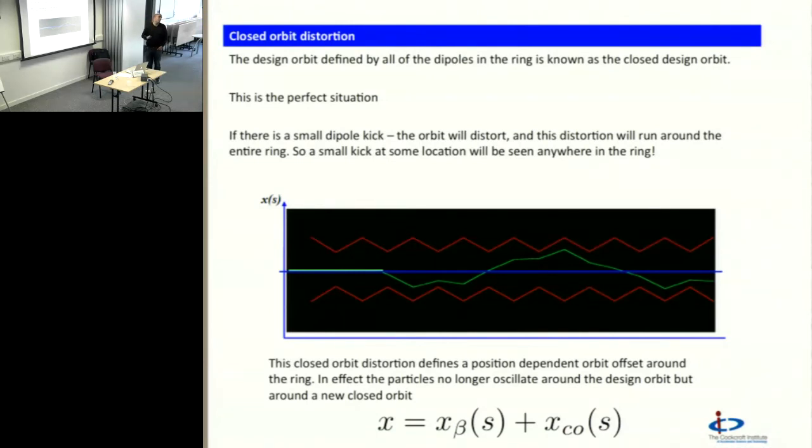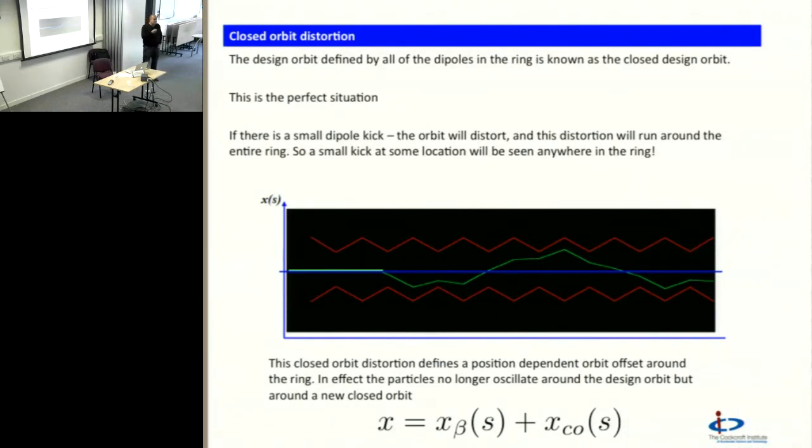And there's a whole, people have jobs on COD and in synchrotrons, correcting it and measuring it. So the orbit distortion defines a position-dependent orbit offset around the ring. In effect, particles oscillate around the design orbit, but around some new closed orbit. So think what we did, right? We had dipoles, and they defined a closed orbit around the accelerator. We then expanded Hill's equations around that design orbit. So our Betatron oscillations were around some ideal design orbit.